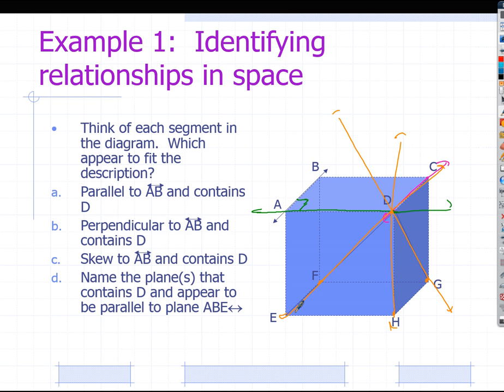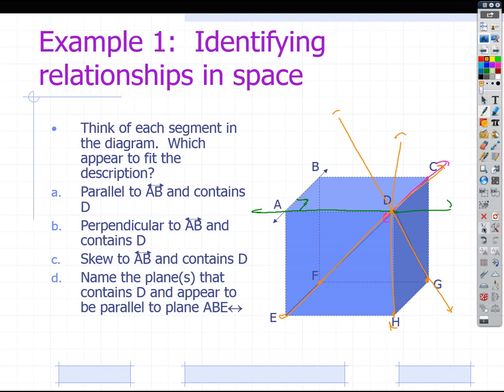Okay, I've got another one for you. Now, another challenge for you before we move on to the last step here. We're going to find some lines that are perpendicular to AB but don't necessarily go through point D. So we want lines that are perpendicular to line AB. See if we can find some creative ones here.